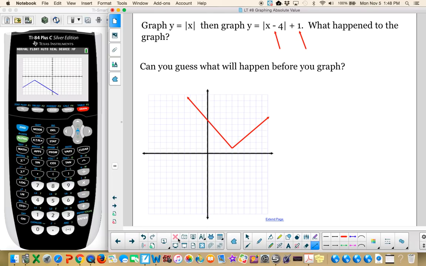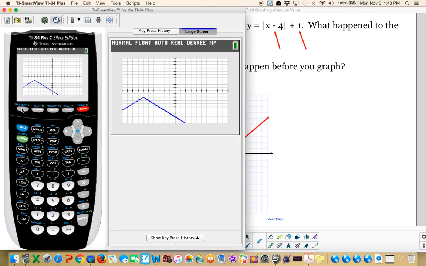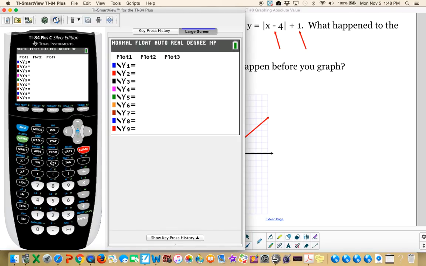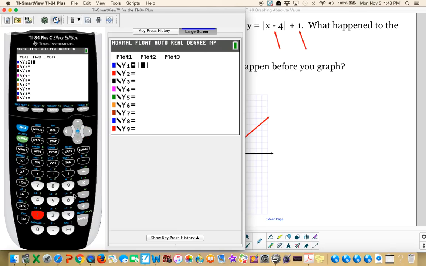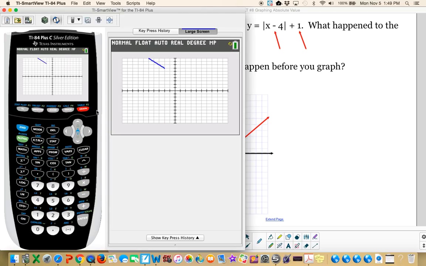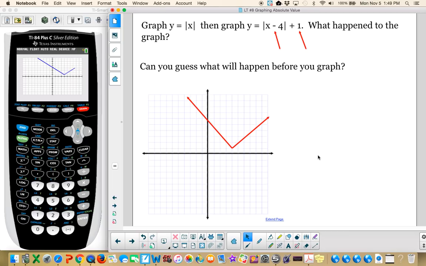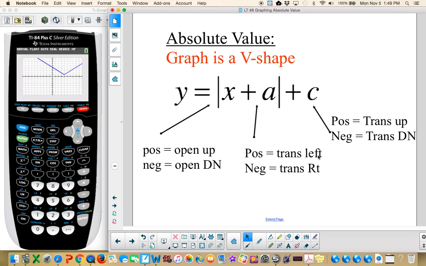So we go to the graphing calculator to see if we're right. Go to y equals, clear out the old guy, do math num abs, and we get x minus 4 on the inside, and then on the outside we get plus 1. Go to graph. We go to the right 4 and up 1. That is indeed what we get. So we guessed it by looking at our equation first and how it would translate on the graph.